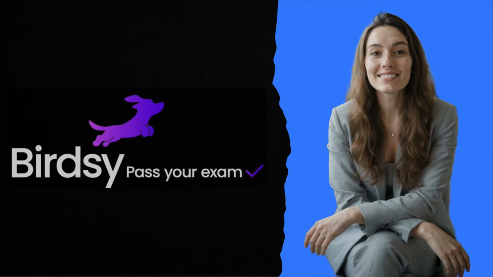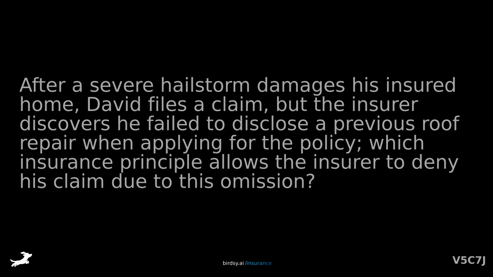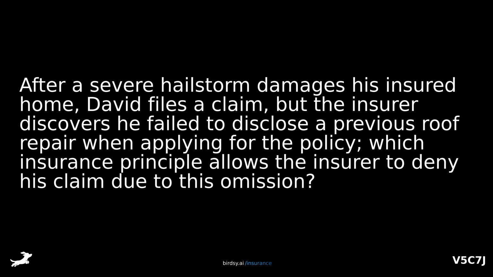Ready to jump back in? Let's go. After a severe hailstorm damages his insured home, David files a claim, but the insurer discovers he failed to disclose a previous roof repair when applying for the policy. Which insurance principle allows the insurer to deny his claim due to this omission?